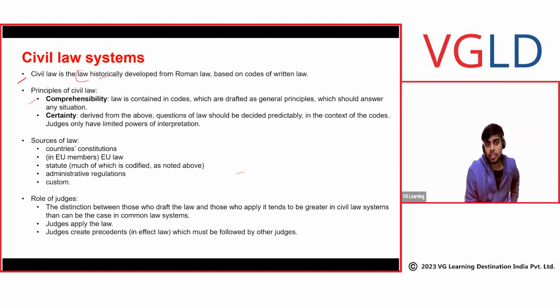Civil law is a law historically developed from Roman law based on codes of written law. So anything that is codified or written will be part of the civil law system. Why is the civil law system different from the common law? We first create a constitution and the acts. There are people who run those acts, and then we try to interpret what those acts mean.